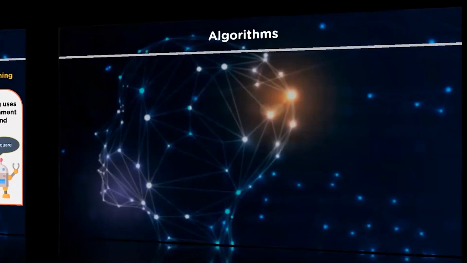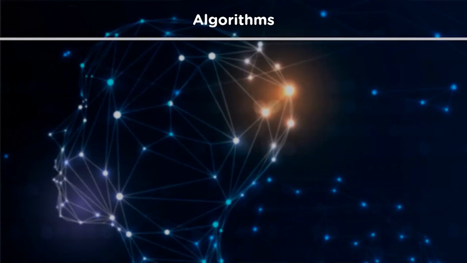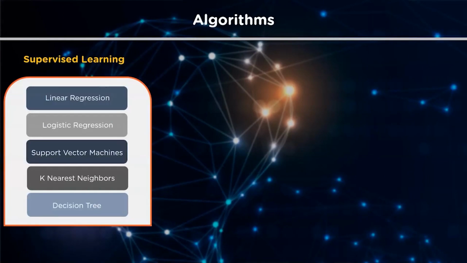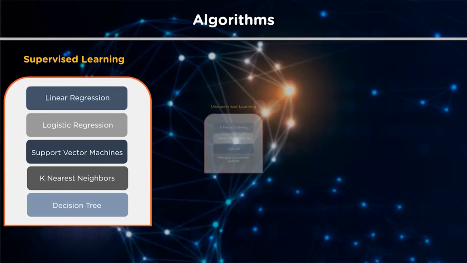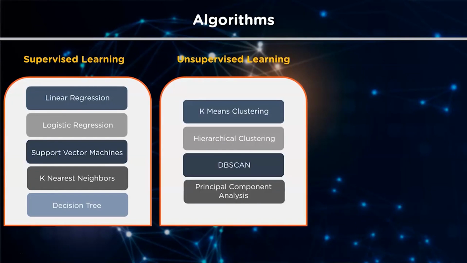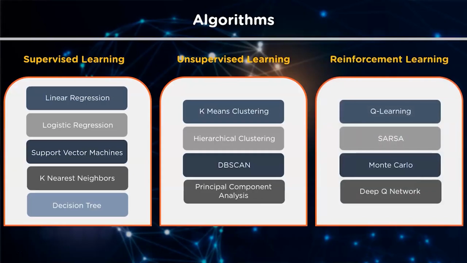Now, let's look at the different machine learning algorithms that come under these learning techniques. Some of the commonly used supervised learning algorithms are linear regression, logistic regression, support vector machines, k-nearest neighbors, decision tree, random forest, and naive Bayes. Examples of unsupervised learning algorithms are k-means clustering, hierarchical clustering, DBSCAN, principal component analysis, and others. Choosing the right algorithm depends on the type of problem you are trying to solve. Some of the important reinforcement learning algorithms are Q-learning, Monte Carlo, SARSA, and Deep Q network.